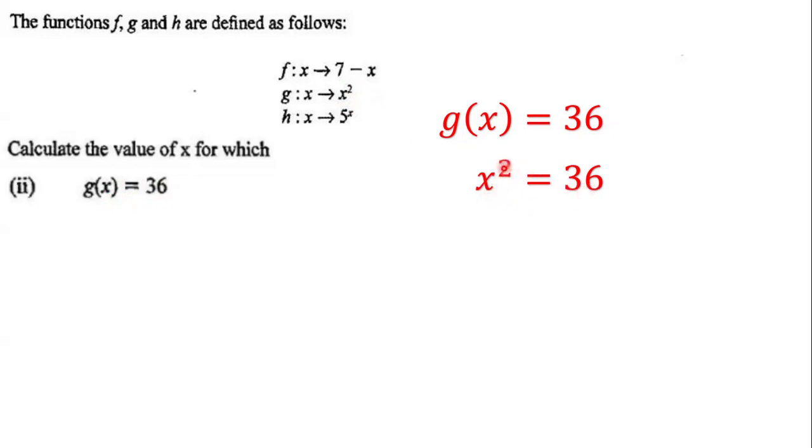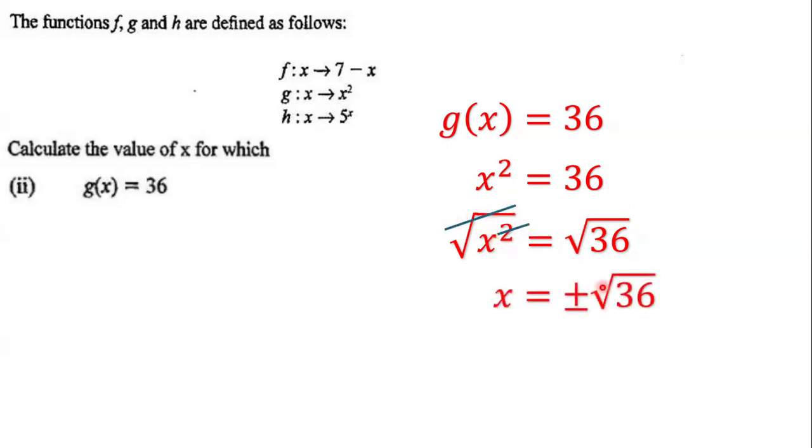We have to get rid of this power of 2, this exponent 2 on top. So we take the square root of both sides of this equation, and the root and the power cancel out each other. So we have that x is equal to plus or minus the square root of 36. Now, what is the square root of 36? Well, the square root of 36 is equal to 6.